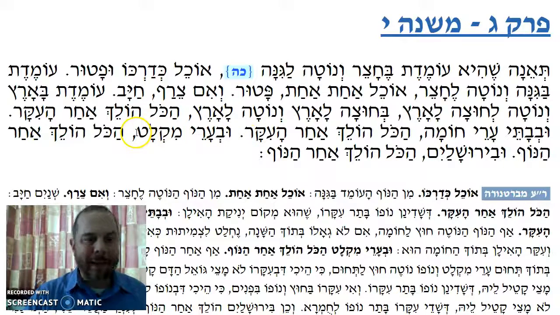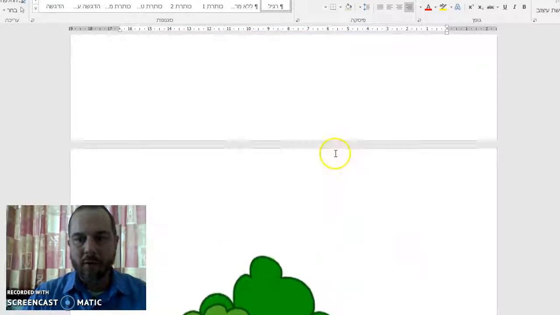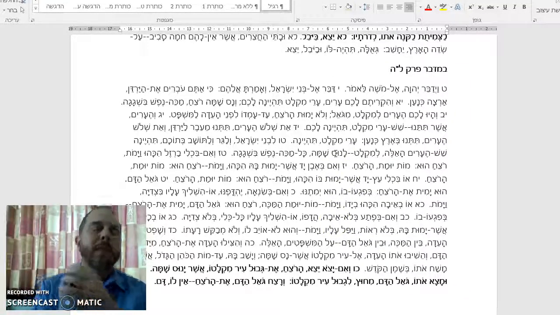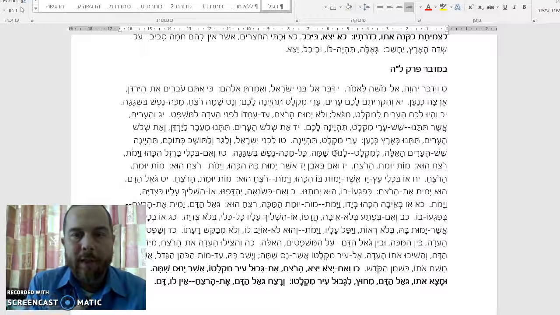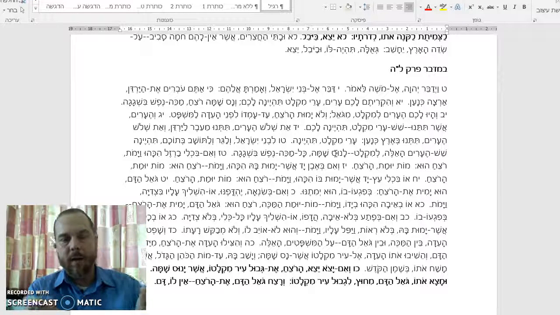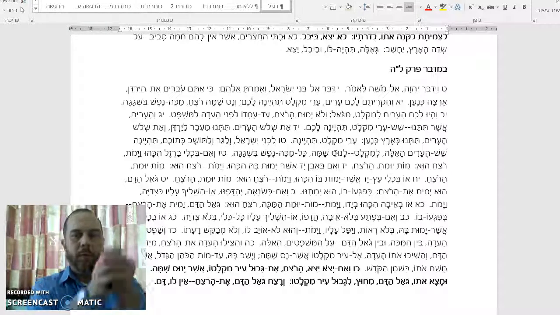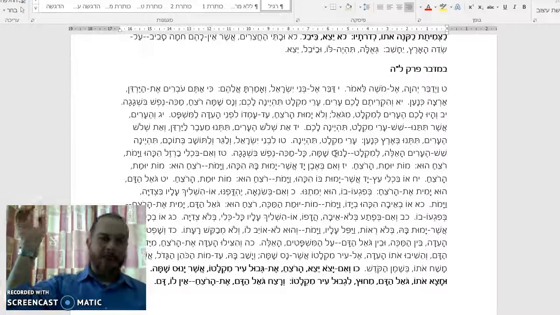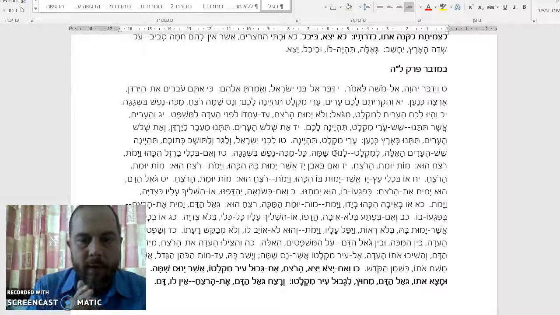Uba arei miklat hakol holech achar hanof. Arei miklat, there's a halacha. I actually brought you the whole psukim, but let's just assume that you know what it means. Arei miklat means if a person kills by accident. Let's say he's chopping wood and the axe, the blade of the axe slips off the handle, flies, and accidentally, lo aleinu, kills somebody. So the halacha is that he has to run to an ir miklat.